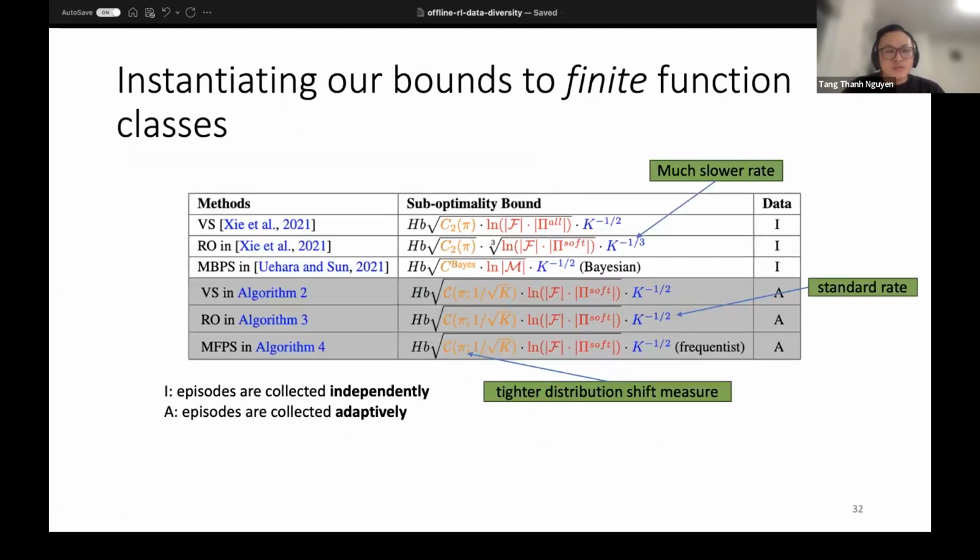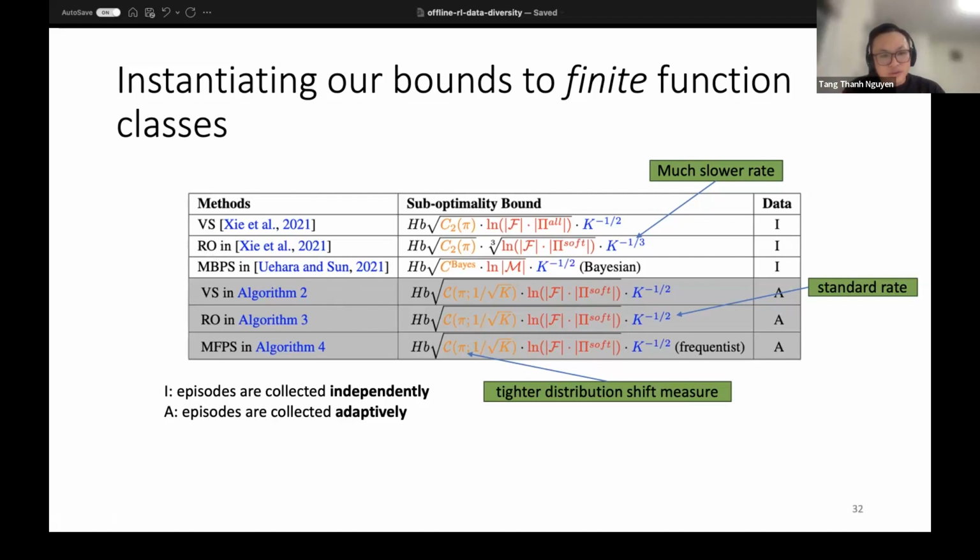The worst case bound implies the Bayesian bound. So to make it more concrete and position it in the literature, let's instantiate our result to the finite function classes. In this table, the gray cells are our new results, and we compare with the regularized optimization paper and the model-based posterior sampling.